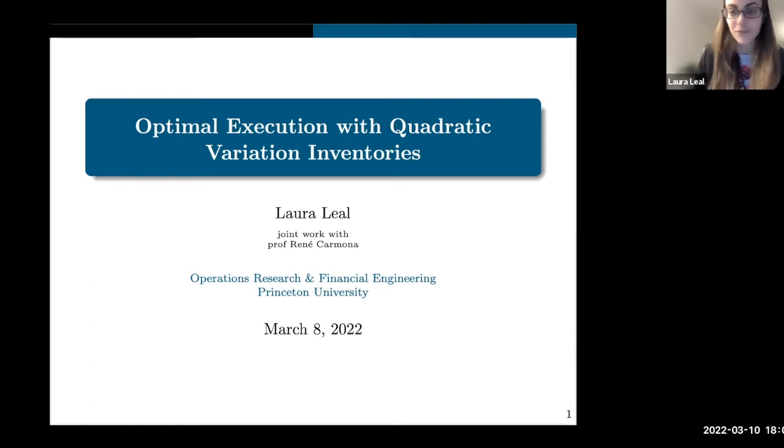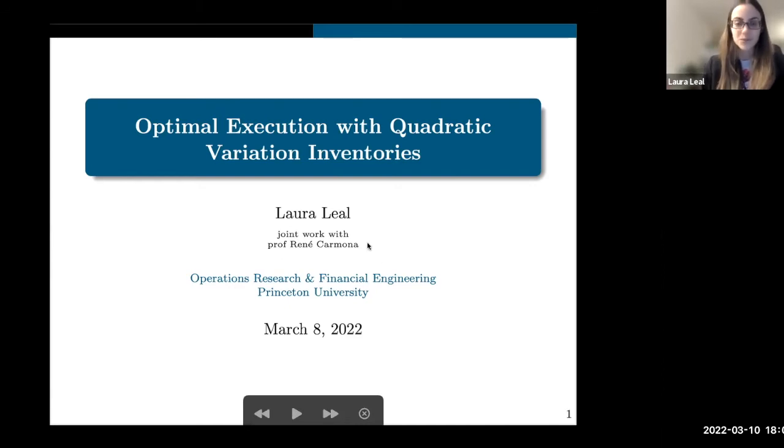So it's not for the GameStop crowd, it's for institutional traders. And quadratic variation inventories, we're going to show that we have a diffusion term to be used in the modeling of the inventory process of the agent, meaning how much in stocks they're holding throughout a trading day, for example. This is joint work with Professor Rene Carmona, who's my advisor in ORFE. And I hope you will have a great time in this presentation. And let me know if you have any questions whatsoever.